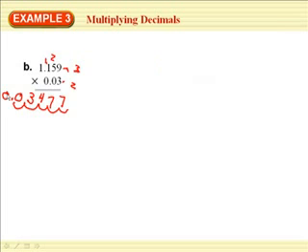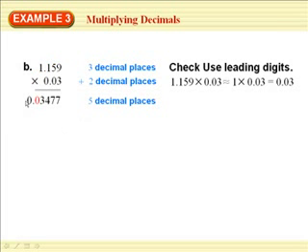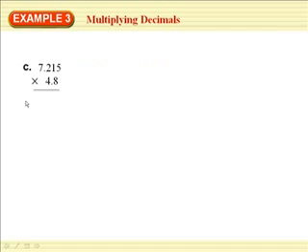Oh, I always forget to check. So we check it: this is basically 1. 1 times 0.3 is 0.3. So we know it's reasonable. And there are those places. And that 0 is red right there because we had to add it in. Remember when we counted and there weren't enough decimal places? So we had to add that 0 to make enough decimal places.